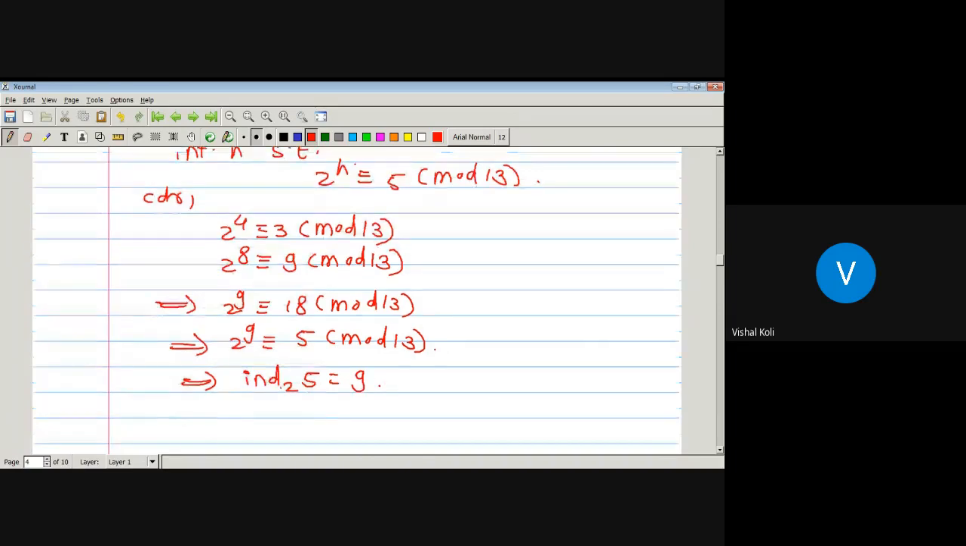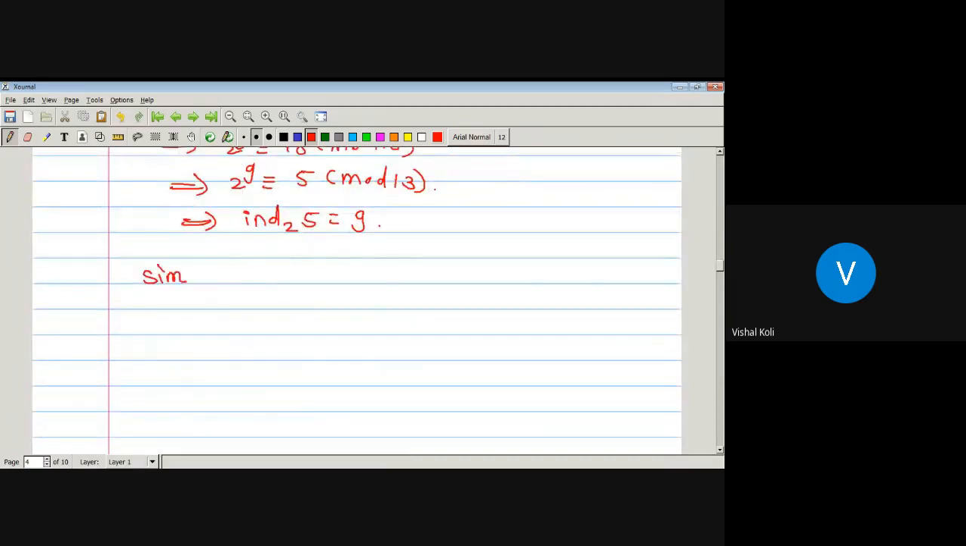Okay, now similarly 6, 7 and 11 are also the primitive roots of 13. So the primitive roots of 13 are 2, 6, 7 and 11. As 13 is a prime number, therefore all the integers less than 13 are relatively prime to 13, and 6, 7 and 11 are the integers such that all these integers have order φ of 13 modulo 13.